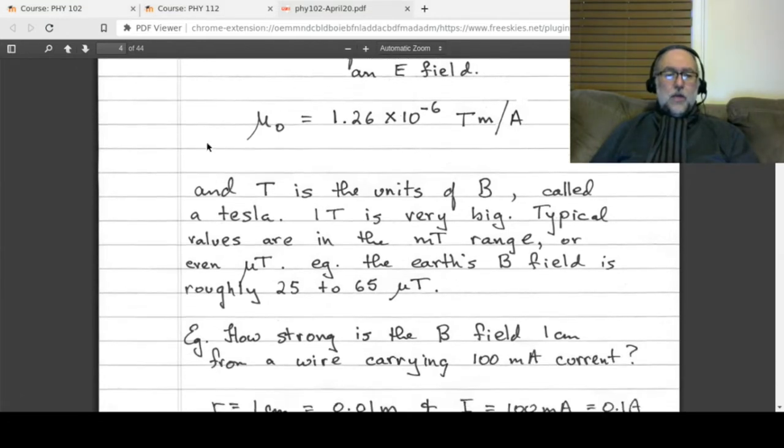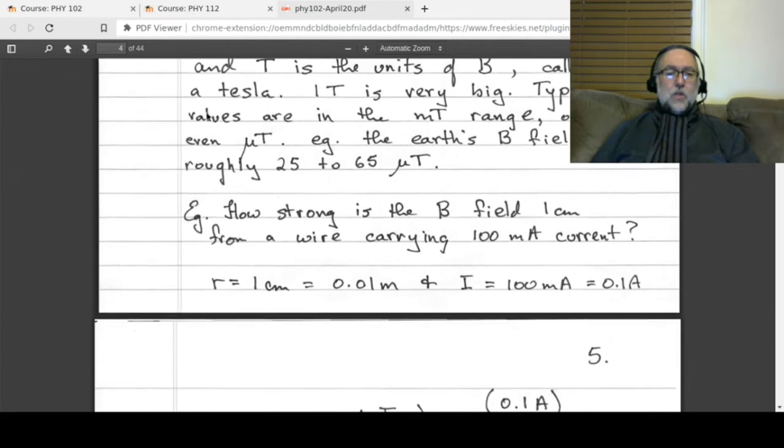The magnetic field due to a wire. So we can do our first problem. It's pretty simple if you just plug into the equation. How strong is the magnetic field 1 centimeter from a wire carrying a 100 milliamp current? 100 milliamps is pretty easy to create in the lab. So we have this wire, we put 100 milliamps of current through it, and we measure the magnetic field about 1 centimeter from the wire.